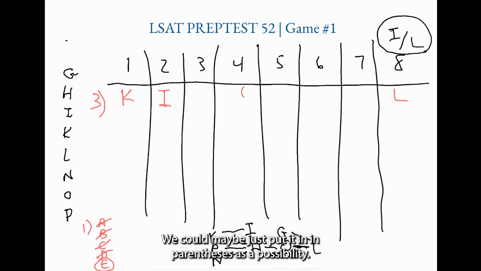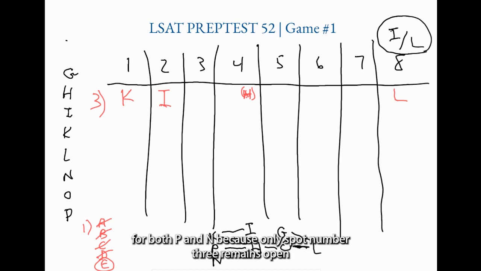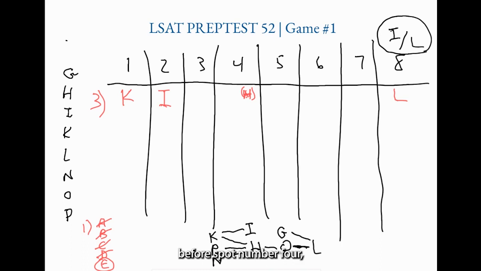We could maybe just put it in parentheses as a possibility. Sorry for that poorly written H there. What if H is 4th? Well, in that case, what would happen? We know that K, P, and N have to be before H. Whoops. K's in front of it, but there wouldn't be enough room for both P and N because only spot number 3 remains open before spot number 4. We find that is in fact impossible, no H there, and we found our answer. We found our impossibility.